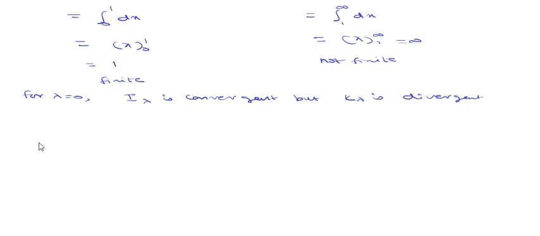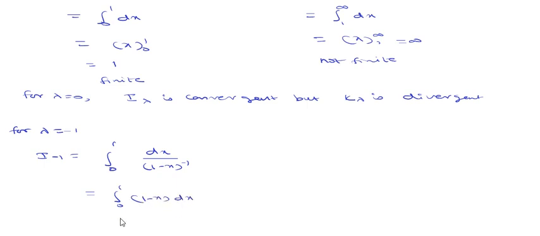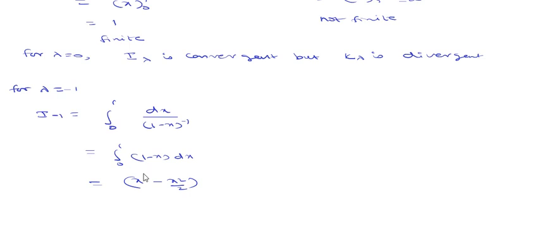Now, we will consider the case for lambda equal to minus 1. So we have I minus 1 is equal to integral 0 to 1 dx divided by 1 minus x power minus 1. So this is equal to integral 0 to 1 of 1 minus x dx. So this will be finite. So integration will be x minus x square by 2. So the limit is 0 to 1. So this is equal to 1 minus 1 by 2. The answer will be 1 by 2. So this is finite.